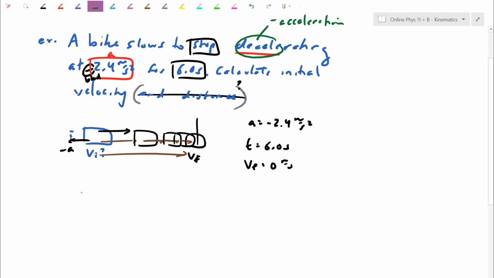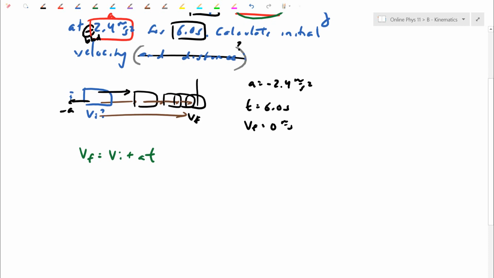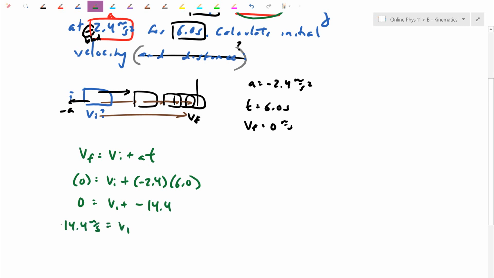So initial velocity. So far in our equations, we have VF is equal to VI plus AT. You do have all these formulas and the ones that we talk about today on your formula sheet, and all you're going to do is plug through the values. So the VF here happens to be 0. We don't know what your starting speed is, but we know that you lost 2.4 meter per second for every second, and you did that for 6 seconds of time. So 0 is equal to VI plus negative 2.4 times 6, so it's going to be negative 14.4, and when I bring that over, it gives me 14.4 meter per second VI.